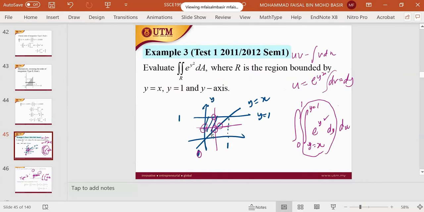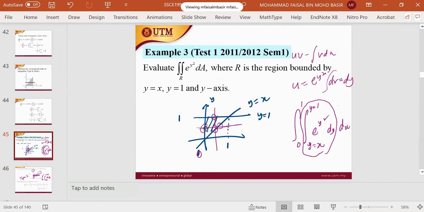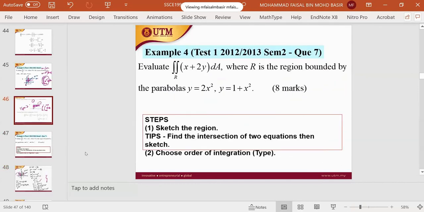From here, you also use type 2. Here will be type 2, cut at Y. So X is from 0 to X equals to Y, right? Yes. And then for horizontal strip, dy is from 0 to 1. Okay.